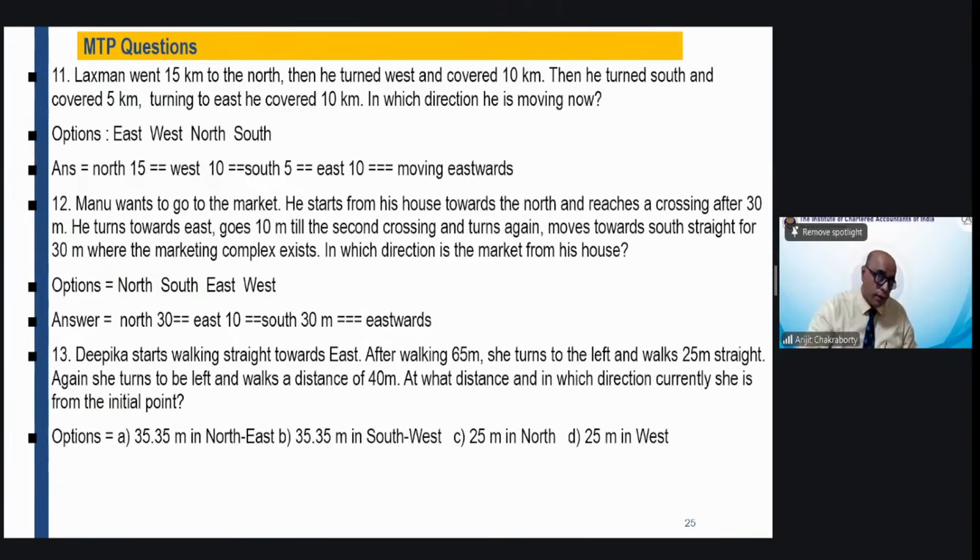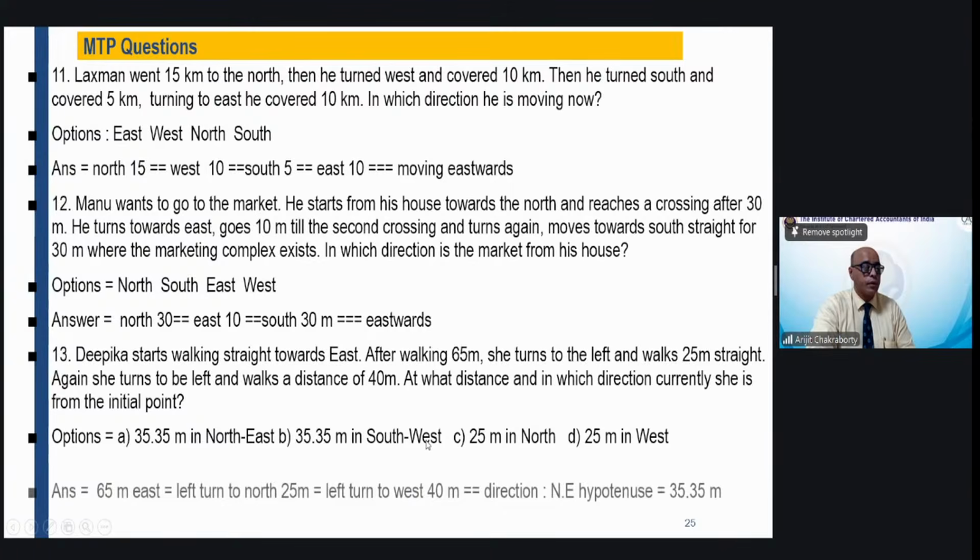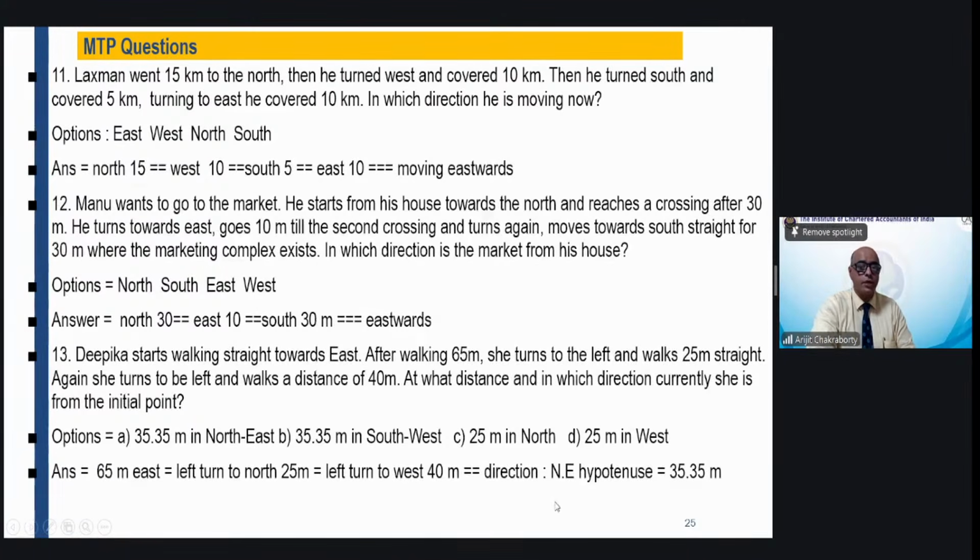So therefore 25 square plus 25 square equals hypotenuse square. So hypotenuse will be the square root. 25 square is 625. 25 square is again 625. So total 1250. Square root of 1250, approximately 35.35. Question number 13, answer is option A. Okay, so northeast hypotenuse, it is 35.35. Beautiful question, I must say.